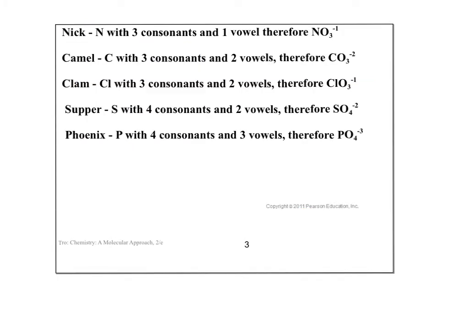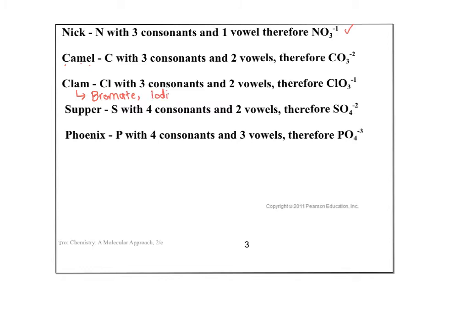All right, so here are the other ones. We already did Nick. And then we have camel, so that's carbon. The word camel has 3 consonants, C, M, and L. So that's O3, and there are 2 vowels, A and E, so carbonate is CO3 2-. Clam, and just so you guys know, the word clam also works for bromate. It has the same formula.